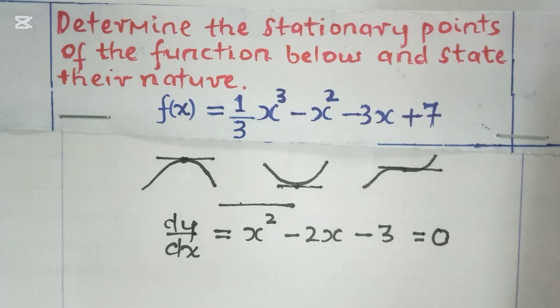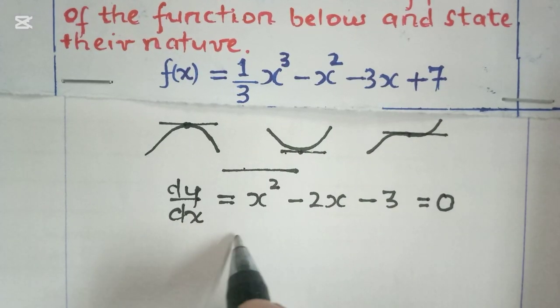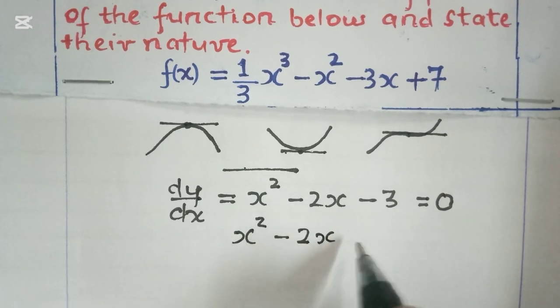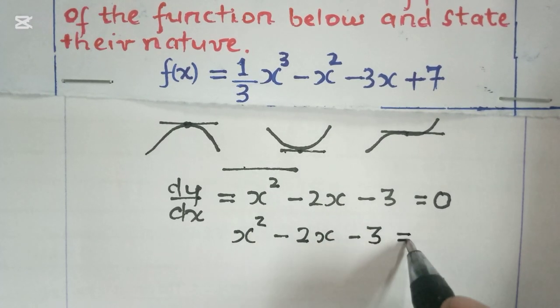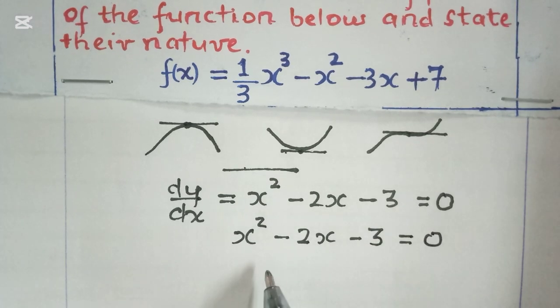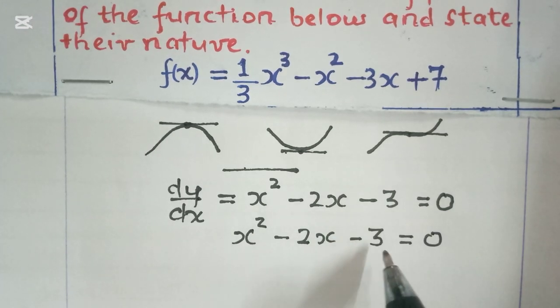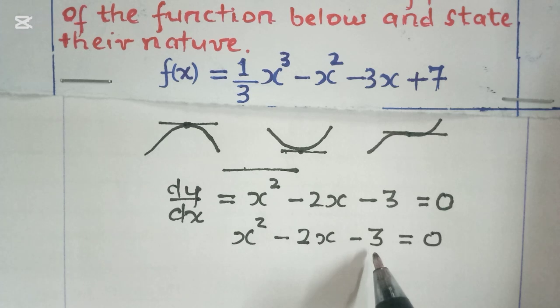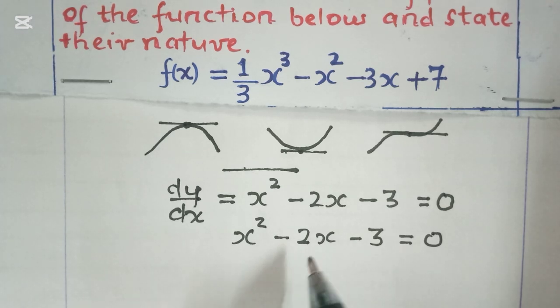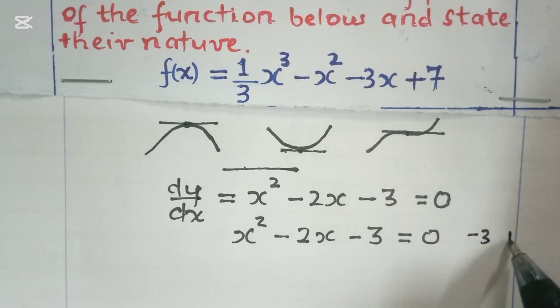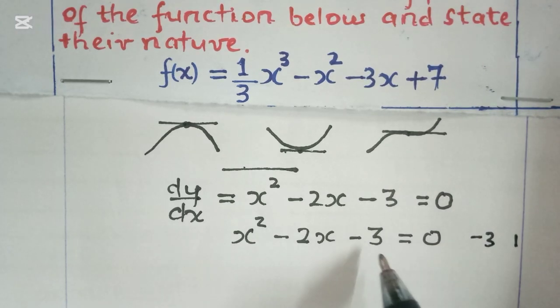Maybe I can write it down here: x squared minus 2x minus 3 equals 0. So this forms a quadratic equation. Let's solve it and see our values for x. We look for two numbers which, if you multiply, give negative 3, and if you add, give negative 2. Those two numbers are negative 3 and 1.